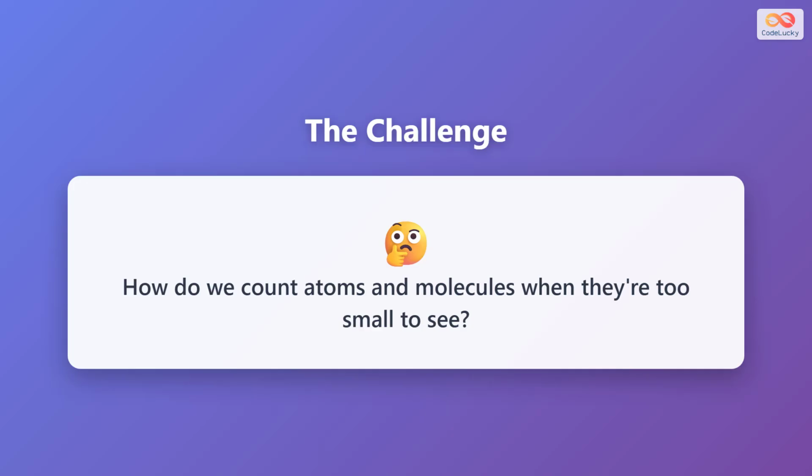Let's start with a basic question. How do we count atoms and molecules when they're too small to see? Atoms are incredibly tiny, far beyond what any microscope can show us individually. We cannot count them one by one like we count apples or books. This presents a real challenge for chemists who need to know exactly how many atoms are in a sample.